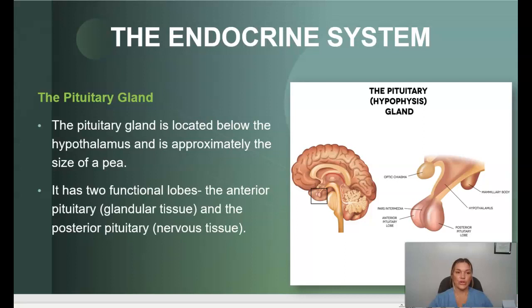So first we'll start with the pituitary gland. The pituitary gland is located behind the hypothalamus. It is approximately the size of a pea. It has two functional lobes, the anterior pituitary and then the posterior pituitary. And you can see here's the brain, and then the pituitary gland is right here.